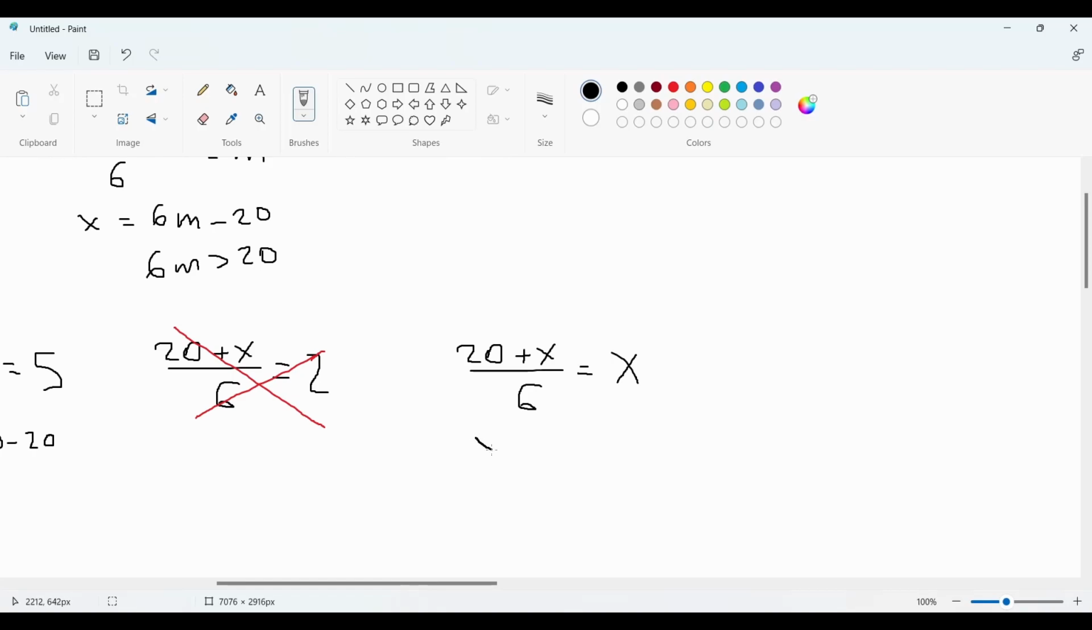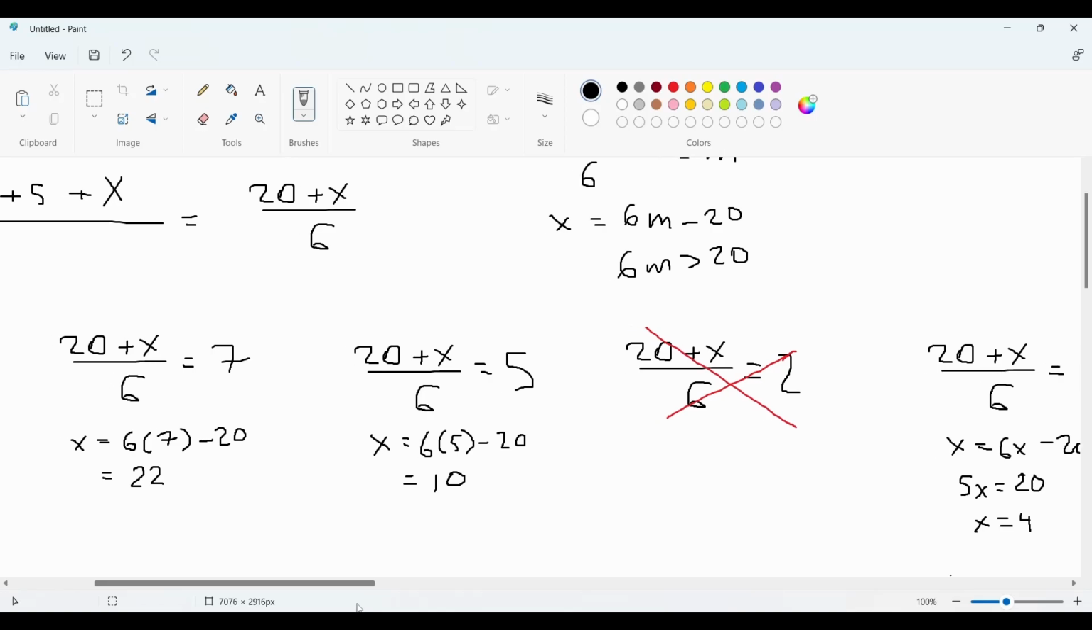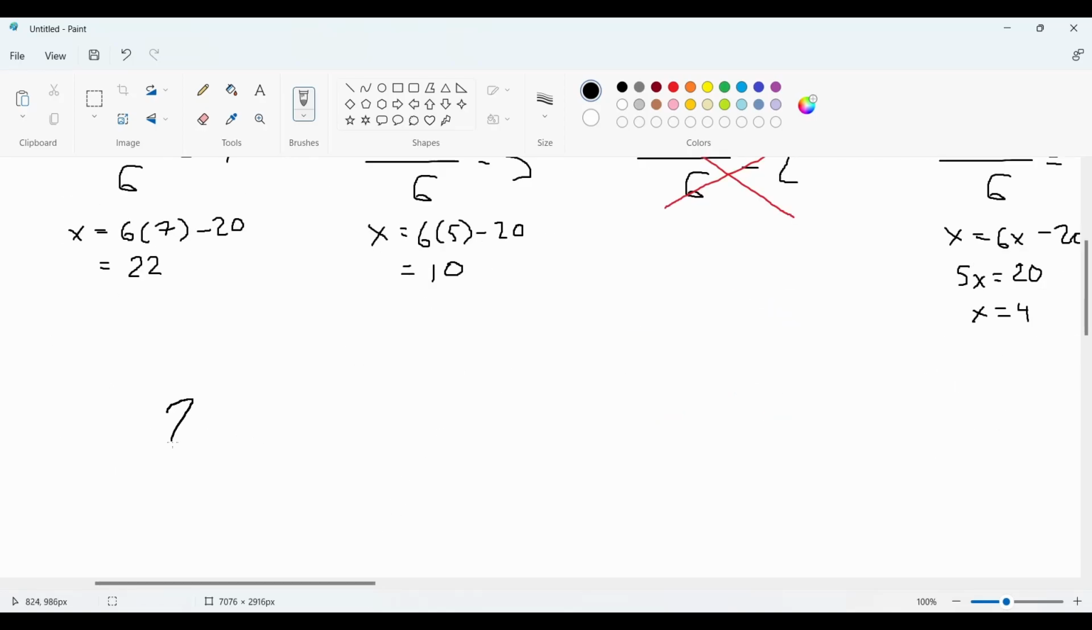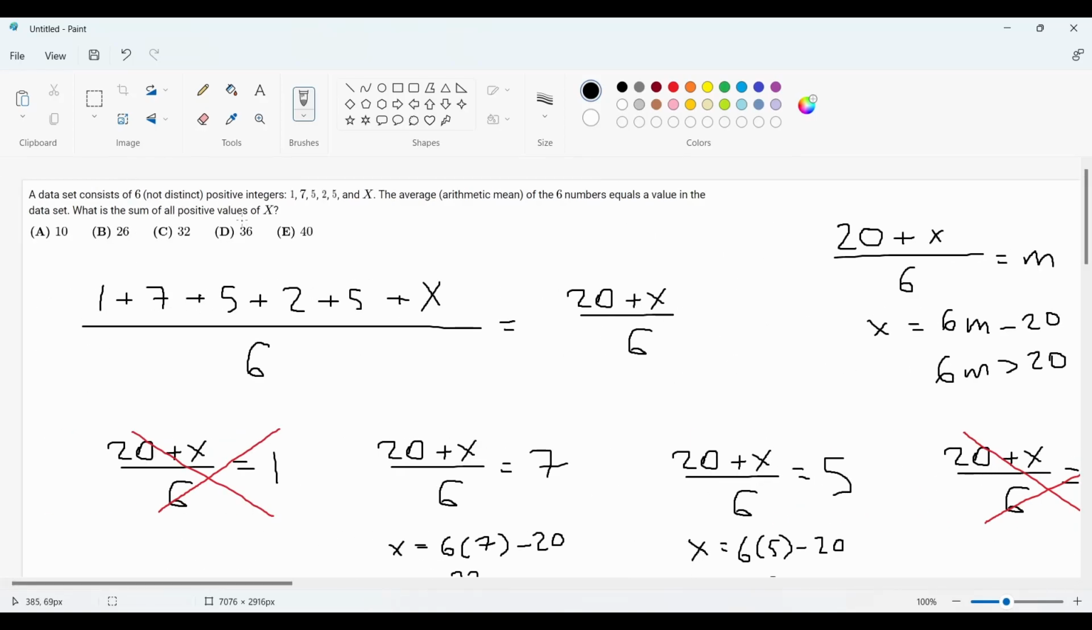Here's a little bit different. We'll get x is equal to 6x minus 20. So 5x is equal to 20 after doing some rearranging. And x turns out to be equal to 4 in this option. That's a valid and different answer from the other two. So we have 3 different values of x, and so they're all positive. We can add them up. The answer to this problem is 22 plus 10 plus 4, which is the same as 32 plus 4, which is 36. So 36 should be the final answer. Choice D looks like it's the answer.